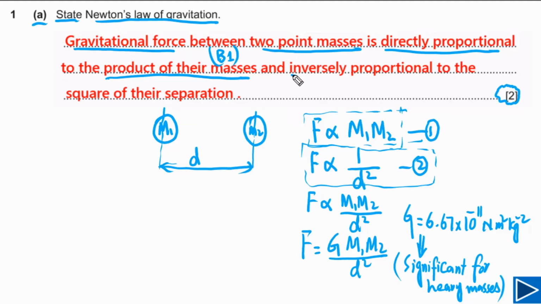And the second mark you will get if you have mentioned inversely proportional to the square of the separation. So this is the second B mark. So this is how you will get 2 marks.